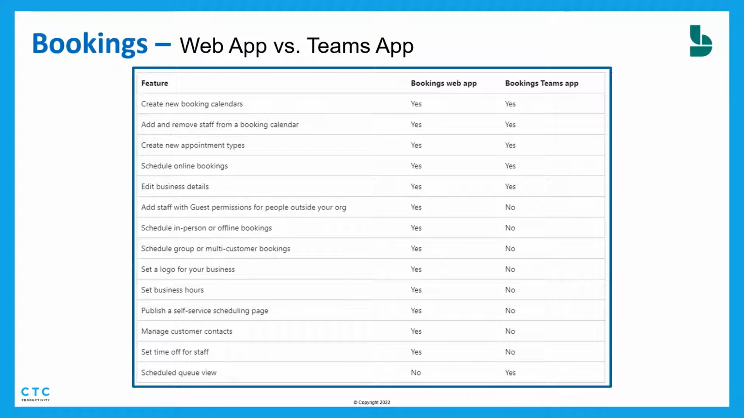So you will see there's a few things that you cannot do in the Teams Bookings app. Add staff with guest permissions, no. Schedule an in-person or offline booking, you can't do that. Schedule group or multiple customer, no. Set a logo, no. Set your business hours, no. So there are certain things that in that Bookings calendar you create, it can be pulled into the Teams Bookings app, but it does need to be administered in the Bookings web app so that you can do some of those things that inside of Teams you're seeing no. Doesn't mean it can't be done, you just need to do it in the web app instead.